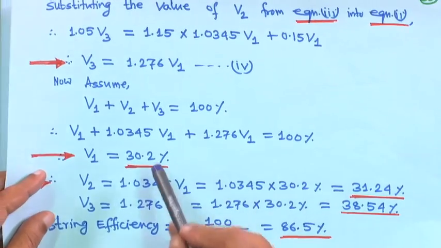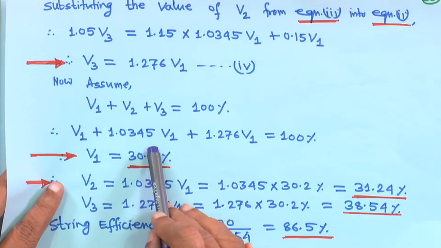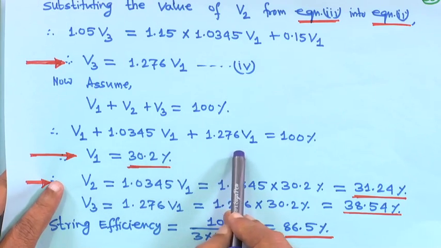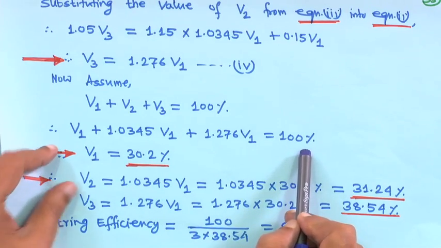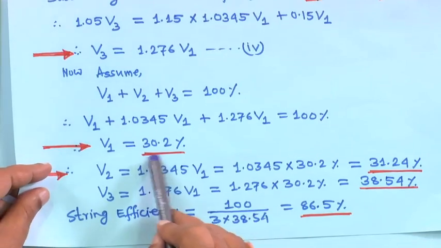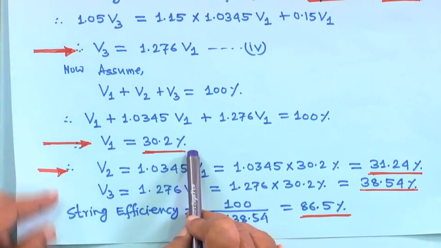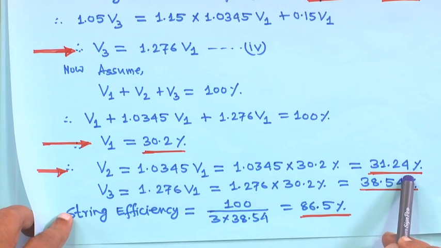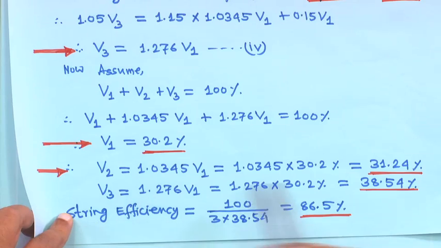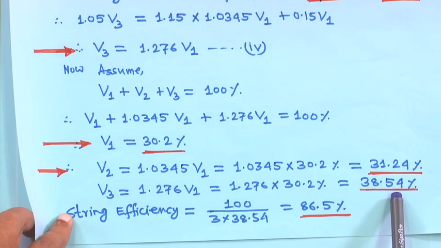If you substitute, it is V1 plus 1.0345 V1 plus 1.276 V1 is equal to, we make it 100%. That means V1 will be 30.2%. Similarly, V2 will be 31.24% and V3 will be 38.54%.